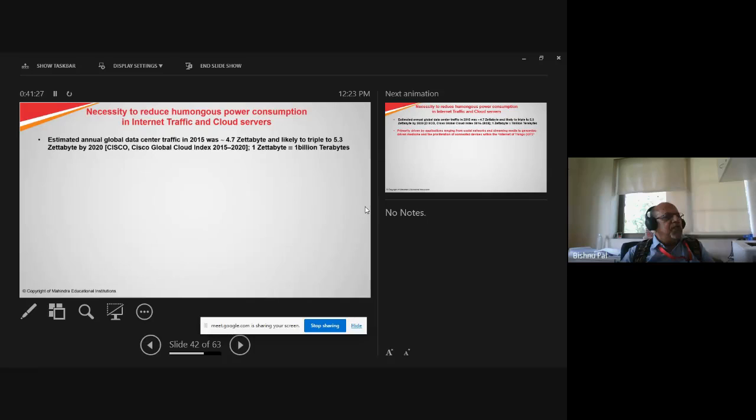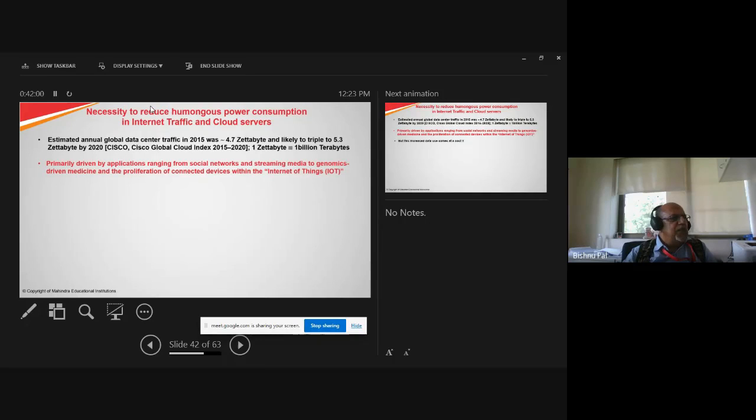Now, besides that, I would like to share this slide with you to show that there is a necessity to reduce the humongous power consumption that internet traffic and cloud servers consume today. The estimated annual global data traffic is about a zettabyte. 1 zettabyte is 1 billion terabytes. According to a Cisco Global report, by 2020 we will have internet traffic growing to about 5.3 zettabytes across the world, primarily driven by applications like IoT, social networking, streaming media, video, etc.